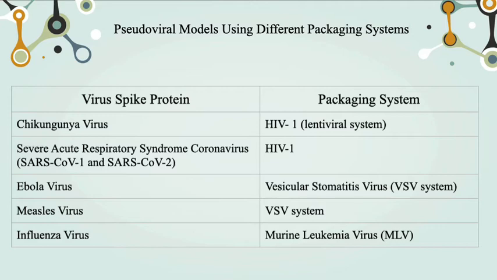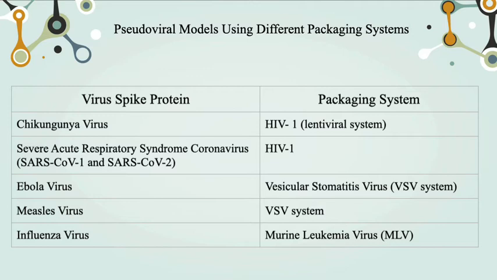Pseudoviral models using different packaging systems. The virus spike proteins such as chikungunya virus and the severe acute respiratory syndrome coronavirus use the lentiviral packaging system. The lentiviral packaging systems are known for their efficiency. They are often the first preference packaging systems to develop envelope pseudoviruses. They are mainly derived from HIV-1.